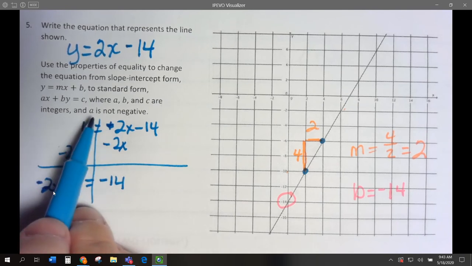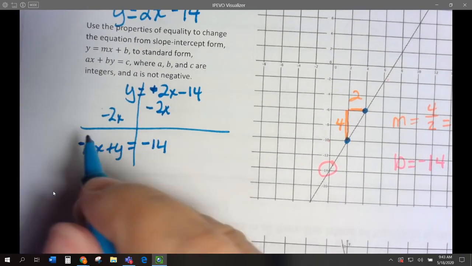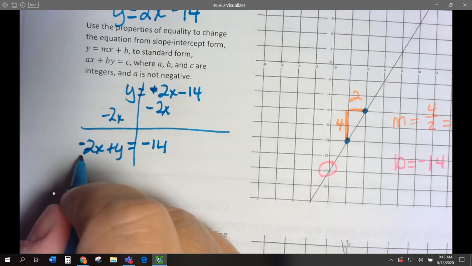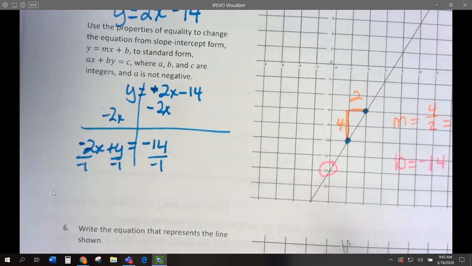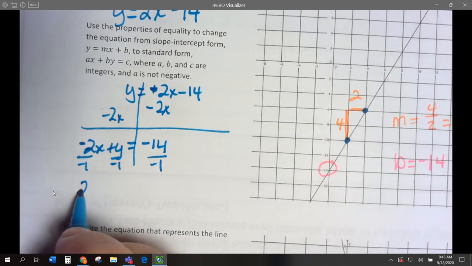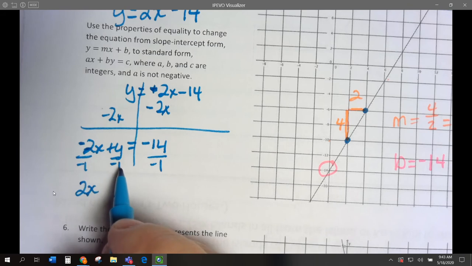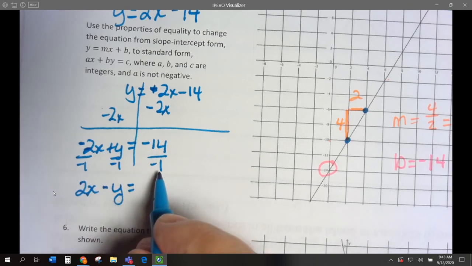They do not want us to have a negative a. They don't want this x coefficient to be negative. So let's just divide everything by negative 1, and also multiply by negative 1. You're going to get the same. A negative divided by a negative is a positive 2x. Positive divided by a negative is a negative y. And a negative divided by a negative is a positive.